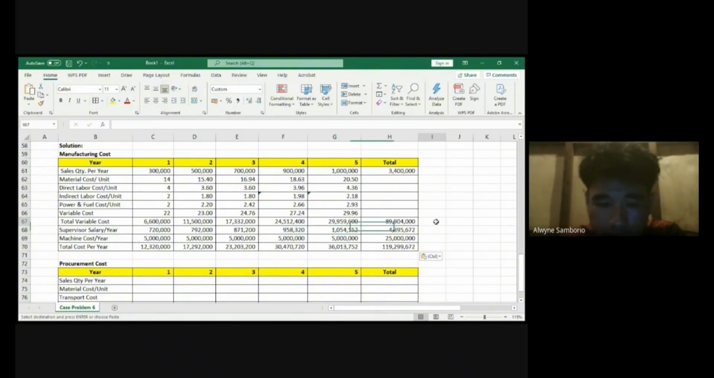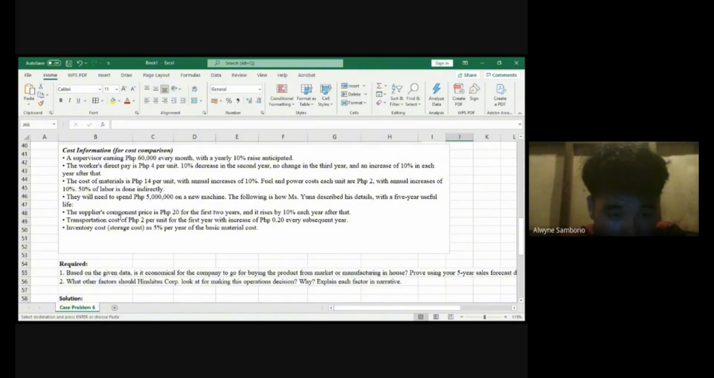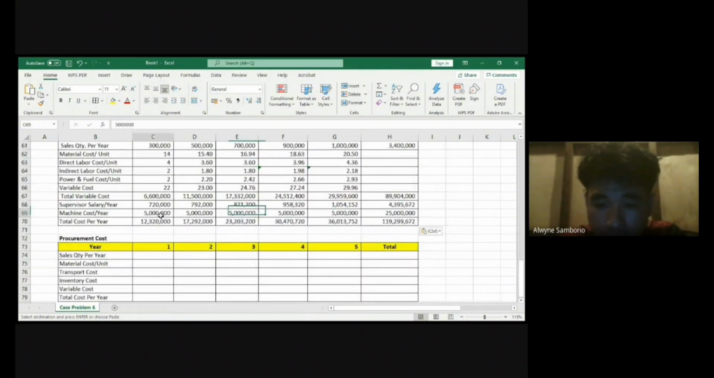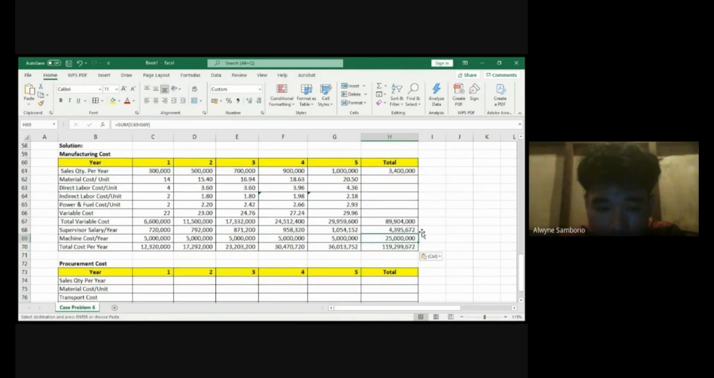1,054,152 for the fifth year. So in total, we have 4,395,672. As for the machine cost per year, they will need to spend 5 million on a machine. So 5 million for each year. Therefore, we are going to total 5 million for the 5 years, which gives 25 million.